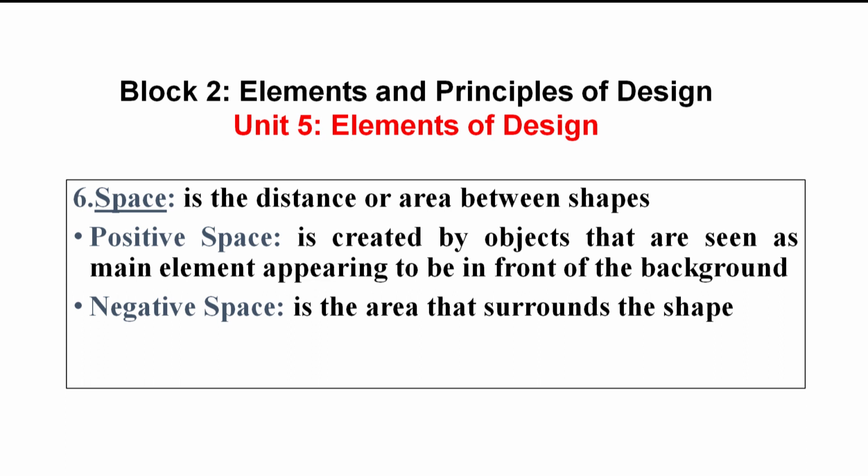Sixth element of design is space. Space is the distance or the area between shapes. We have two types of space, that is positive space and negative space. Positive space is created by objects that are seen as the main element, appearing to be in front of the background, and the negative space is the area that surrounds the shape. So these are the six elements of design we discussed in unit 5.